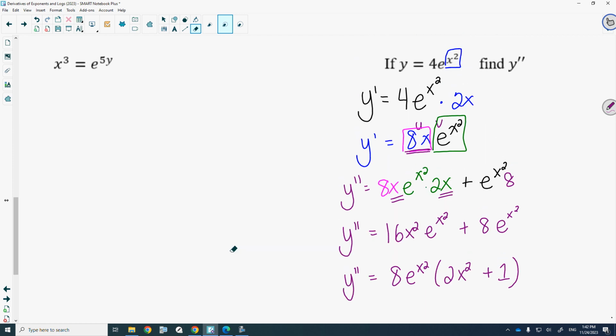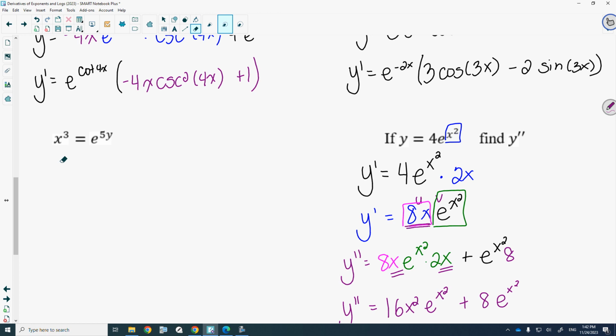Okay, let's look at this example. So this example here, we are differentiating this, and you should recognize, hopefully, that this will be an implicit differentiation. And how I know it's going to be an implicit differentiation is because the derivative of e to the 5y is e to the 5y, and then I need to multiply it by the derivative of 5y, which is 5, and then dy dx.